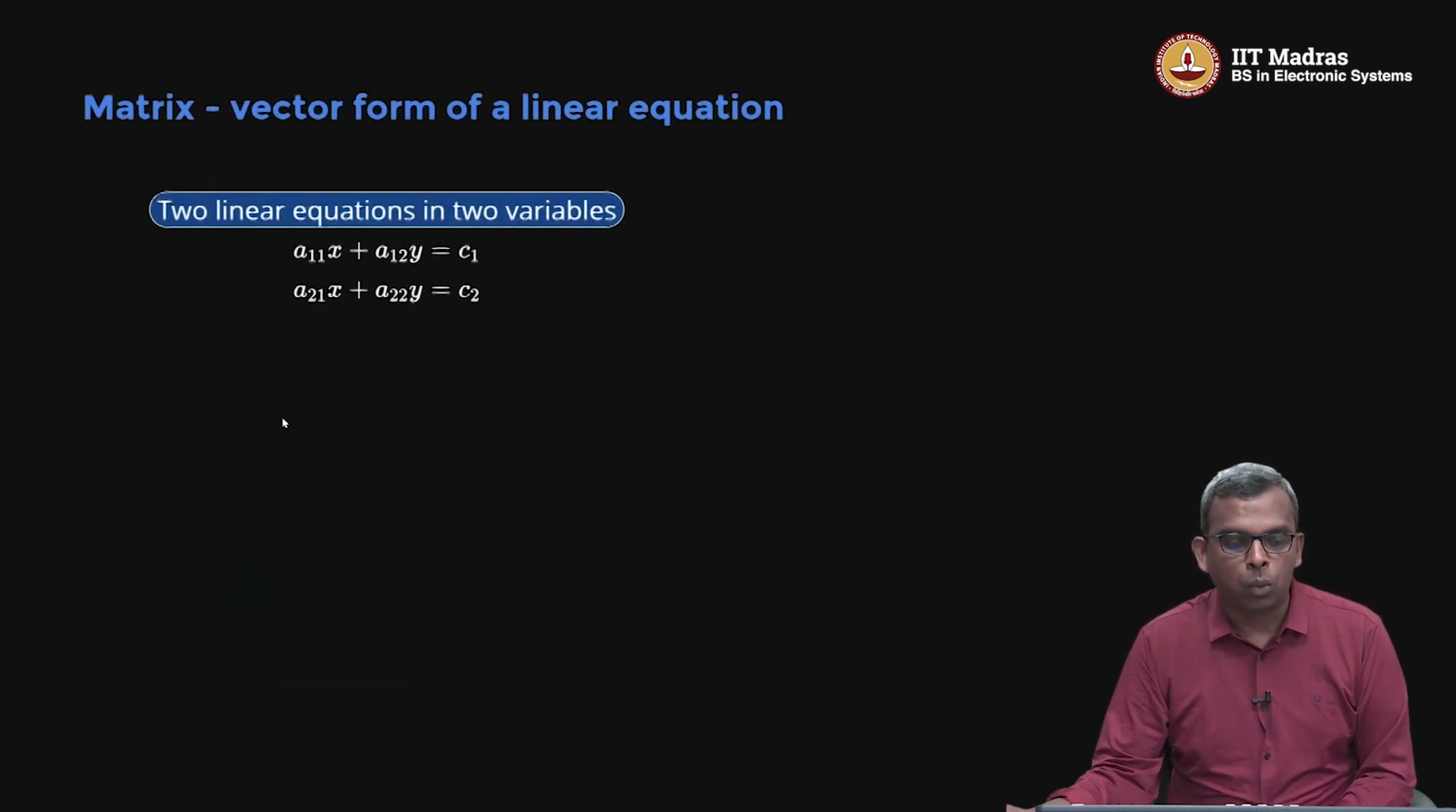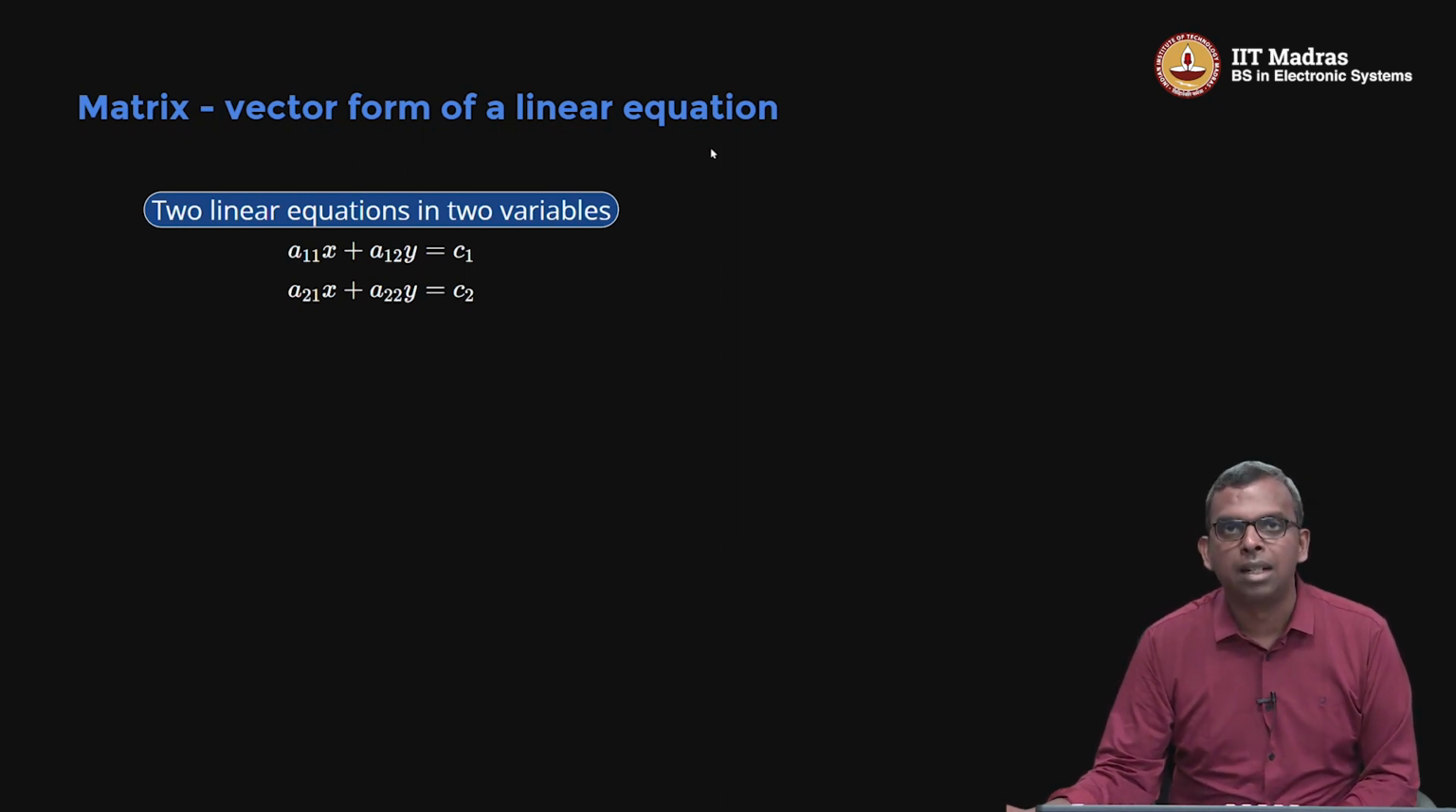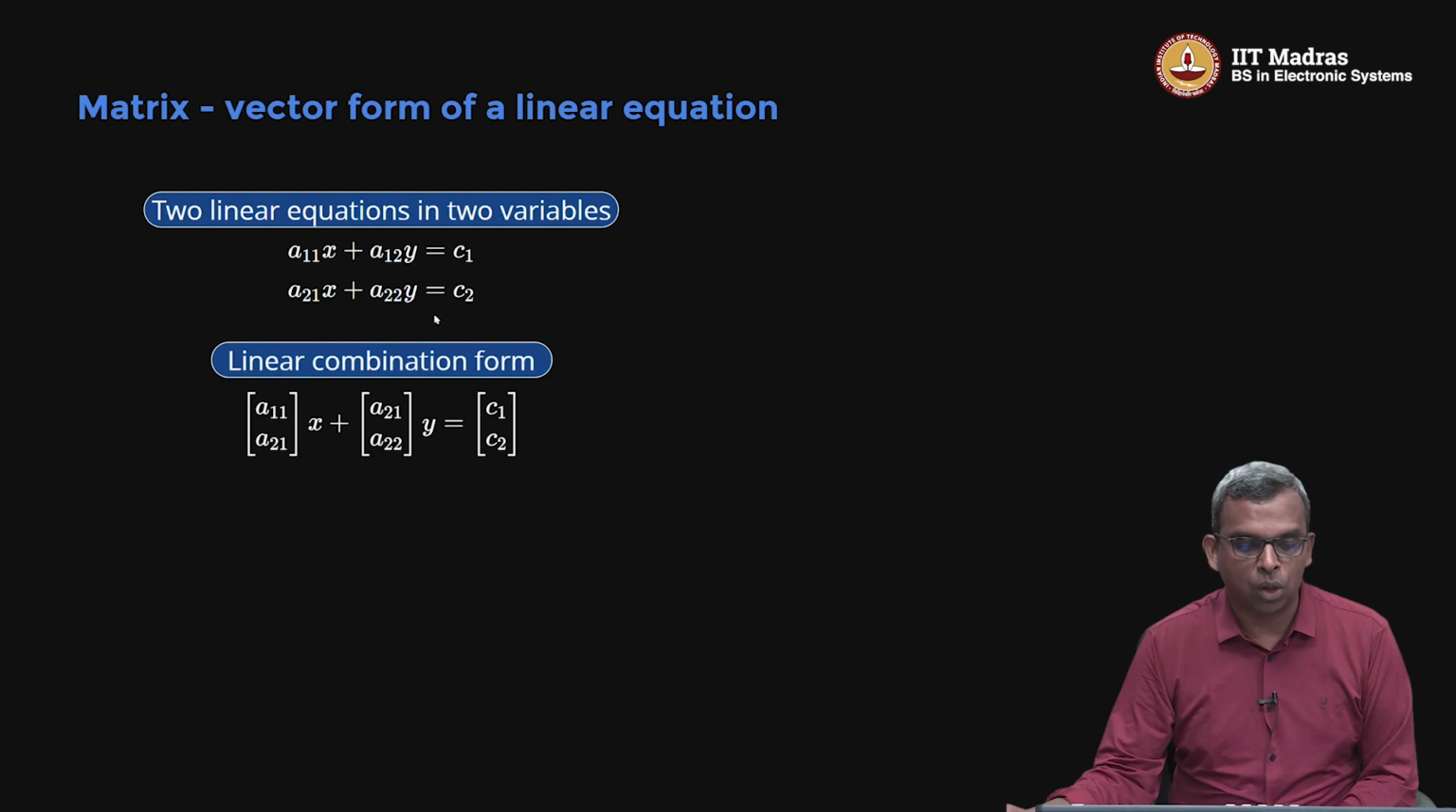Now, the same grid of numbers, interestingly, also shows up in the matrix vector form of a linear equation. This is something we've seen in Math 1 as well. You have 2 linear equations and 2 variables. This is a very common starting point for problem solving in general. We use this method called elimination, and for elimination also, this matrix vector form of a linear equation is very useful. So how do we write it?